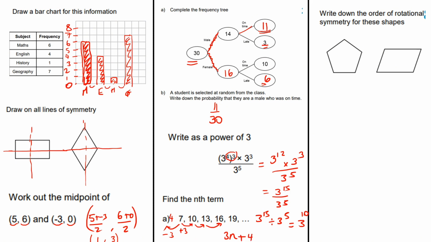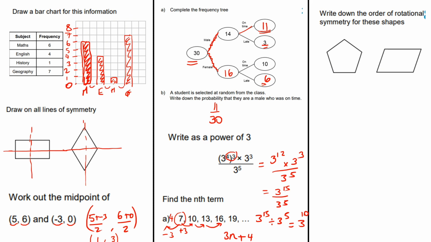How can I check? I can do 3 times 1 plus the 4, and it needs to give me the first term. I can do 3 times 2, which is the second term, plus 4, and it needs to give me 10, which it does. Okay, so that's how we can do this question. This is the nth term for this arithmetic sequence.